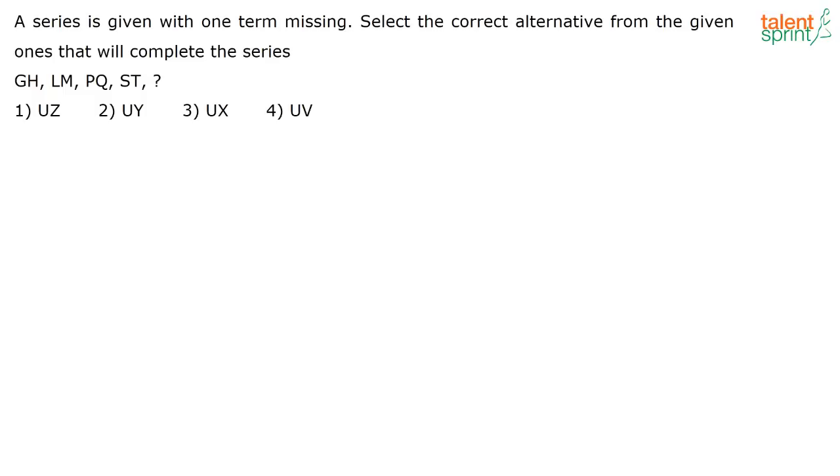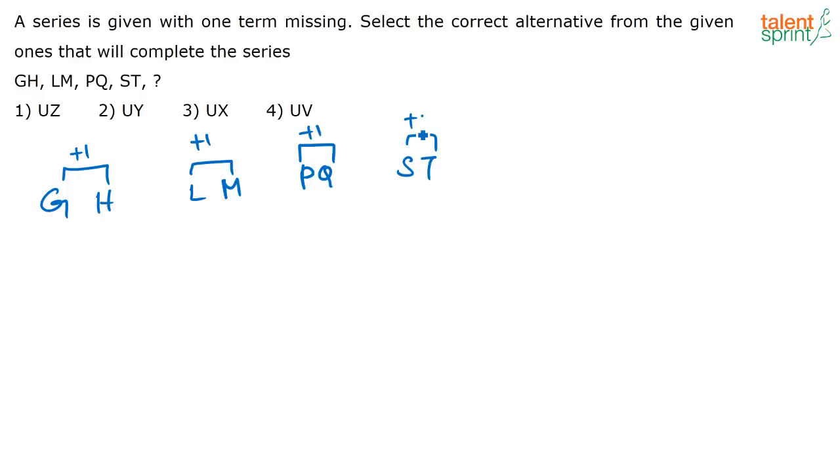Okay, let's see what is the pattern that is being followed here. You have GH, correct? So G plus 1 is H. Then you have LM, again here L plus 1 is M. PQ, P plus 1 is Q, then you have ST, S plus 1 is T.